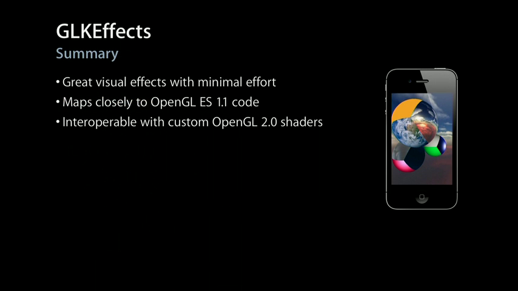So let's summarize GLK effects. These provide you with OpenGL ES 2.0 level effects with really minimal effort. It drops right into your code to replace existing OpenGL ES 1.1 code and make your app ready for you to develop custom shaders of your own. So that's GLK effects. All right, so I've covered a lot of ground here.